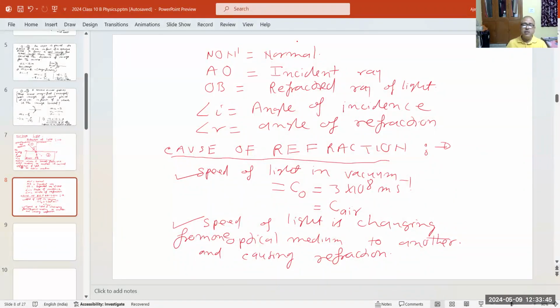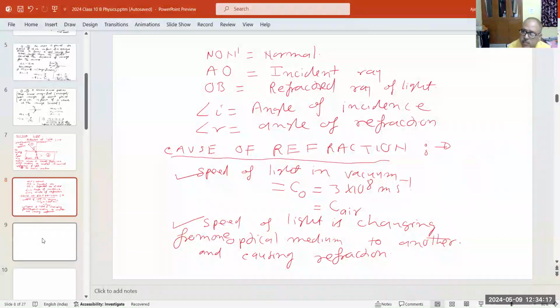For example, when light is entering into the water medium, the speed of light in the water medium changes. It is not equal to 3 into 10 to the power 8 meters per second, it is 2.25 into 10 to the power 8. So we can easily give the reason, the main cause of refraction of light.